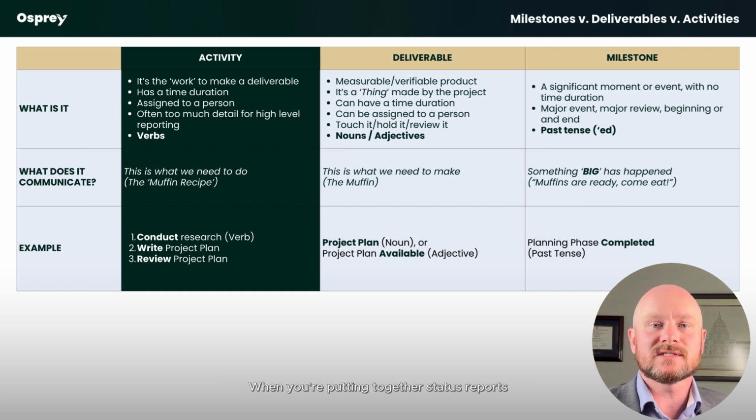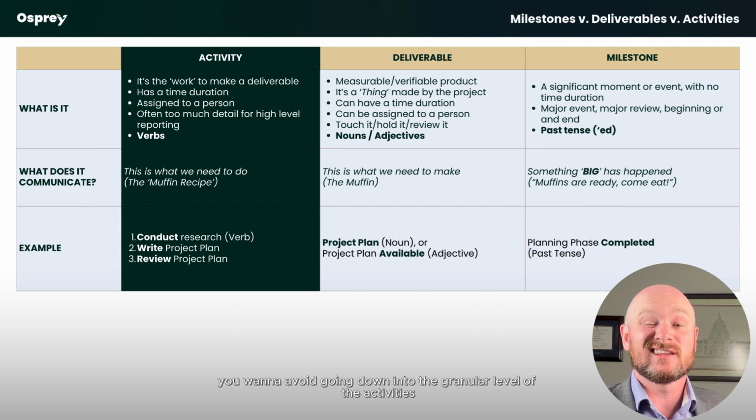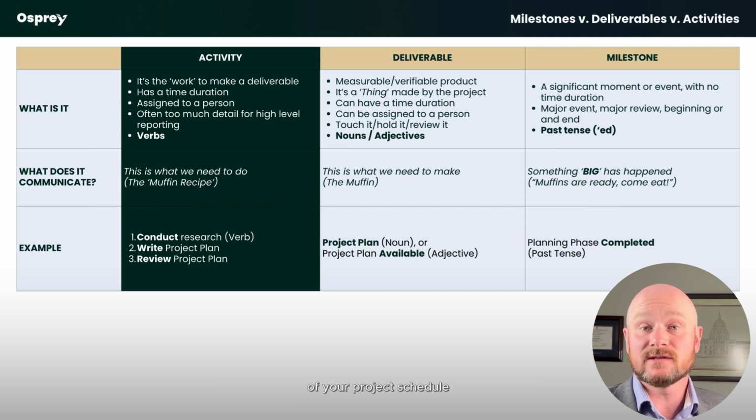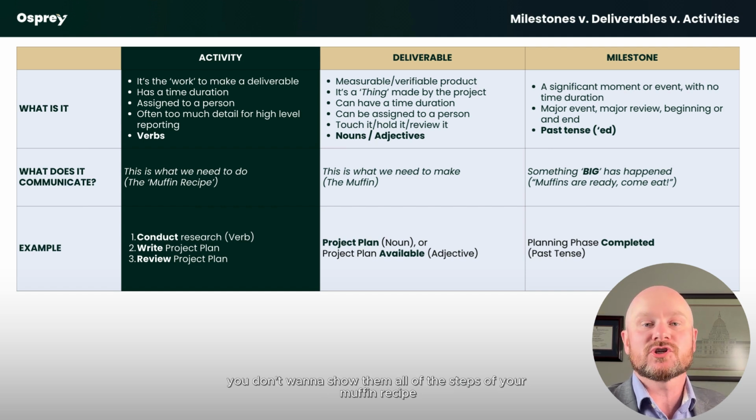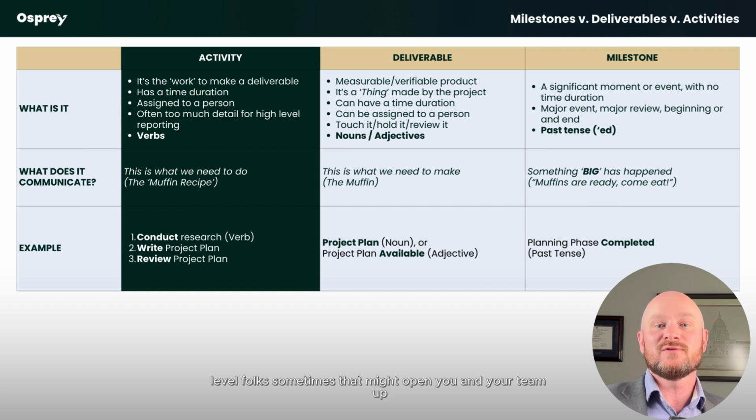When you're putting together status reports for senior executive tables, you want to avoid going down into the granular level of the activities of your project schedule. You don't want to show them all of the steps of your muffin recipe. The logic here is sometimes too much noise can confuse senior level folks.